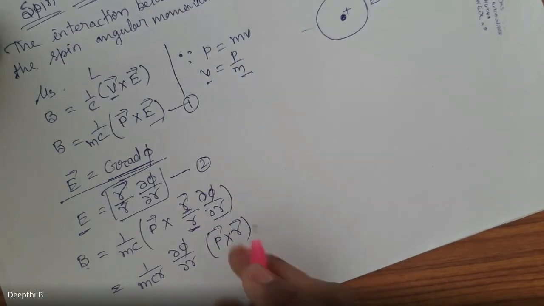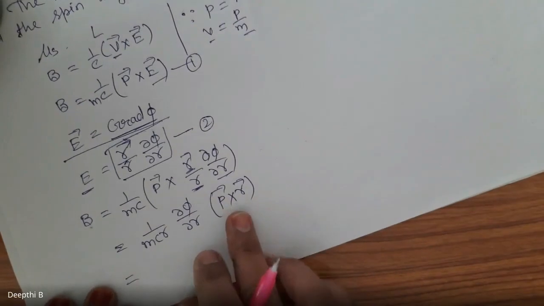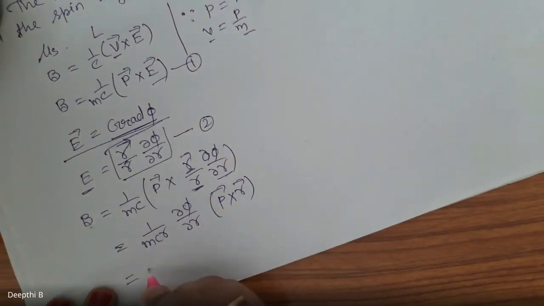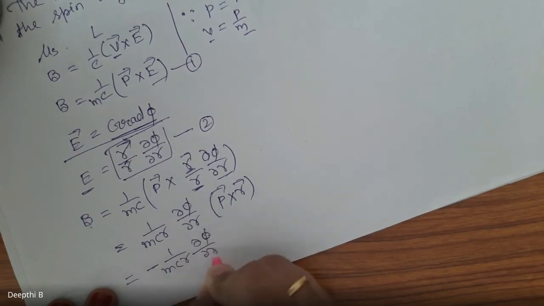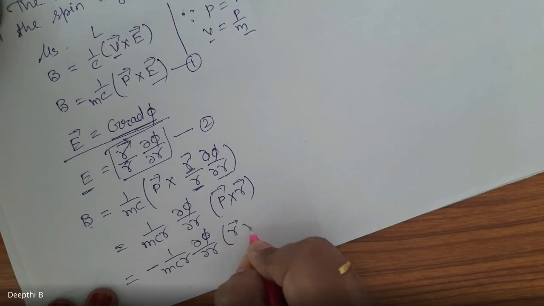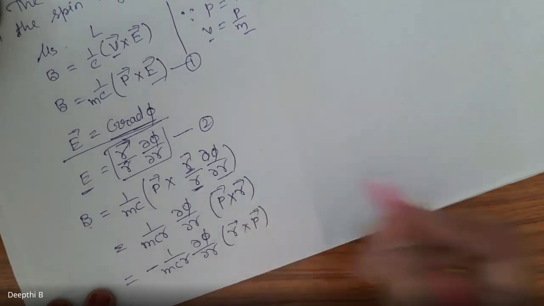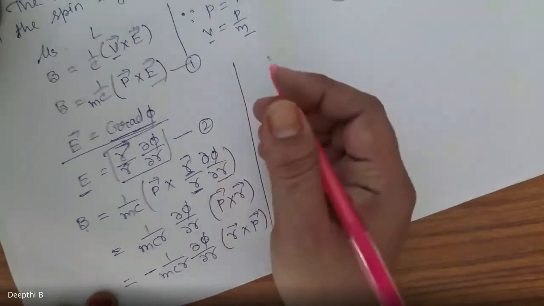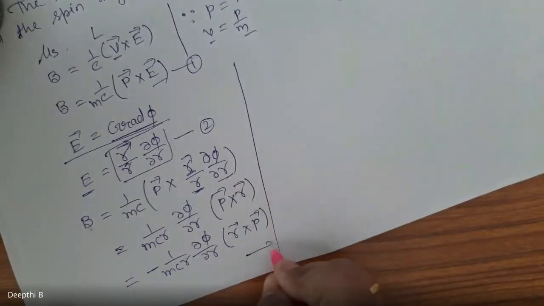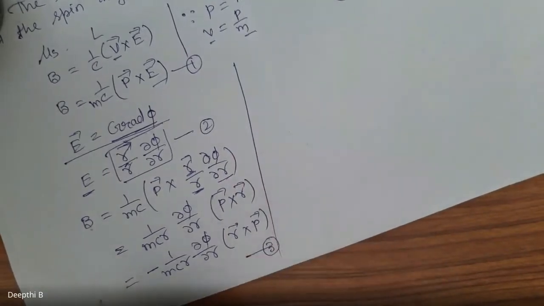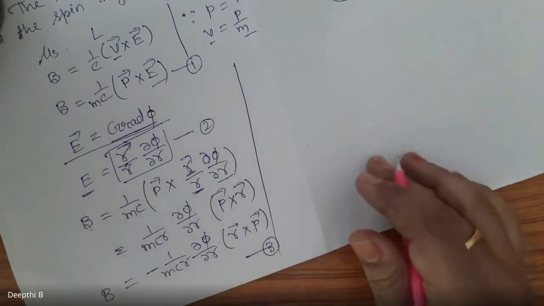When we want to write r cross p, then what will we do? A minus sign is there. So it is minus 1 by mcr, dou phi by dou r, r cross p. That is B, the magnetic field, equation 3. Remember this equation.